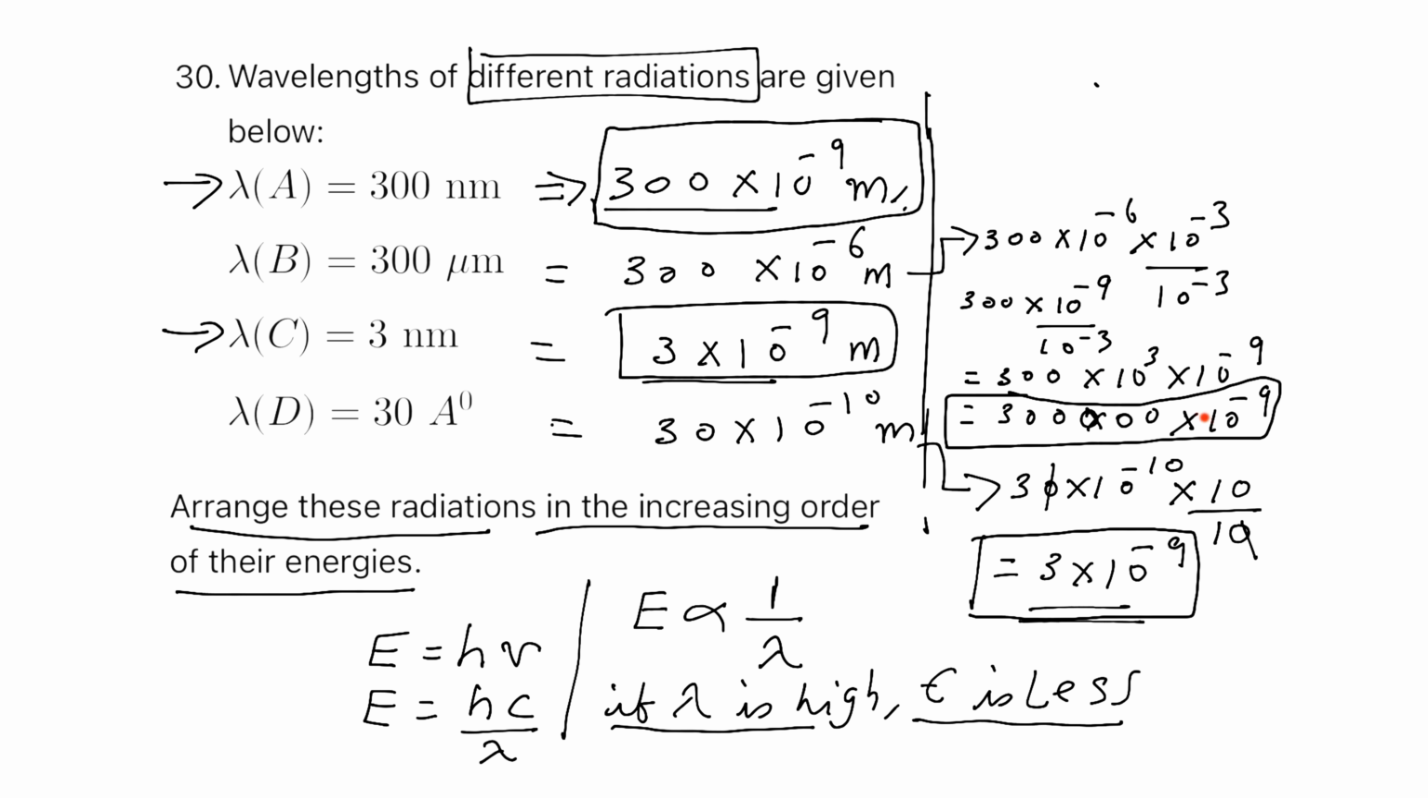Clear, right? Now I am rewriting this. Now check which one has maximum wavelength. It is for B, right? Correct. So it will be having least energy as per our relation. So B has least energy. Then which one? A, right? A has 300 here. Then if you check C and D, they have the same wavelength. So of course, same energy, right? C and D have same wavelength, same energy.